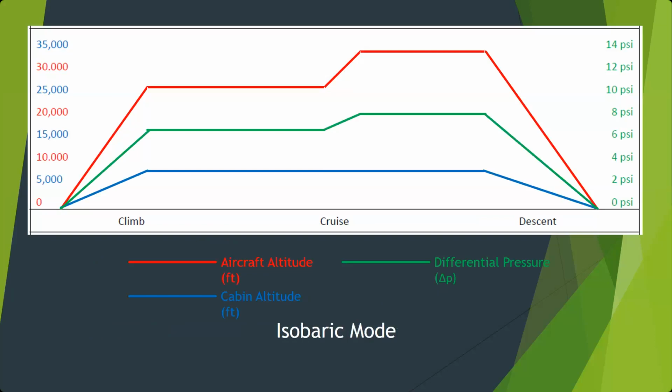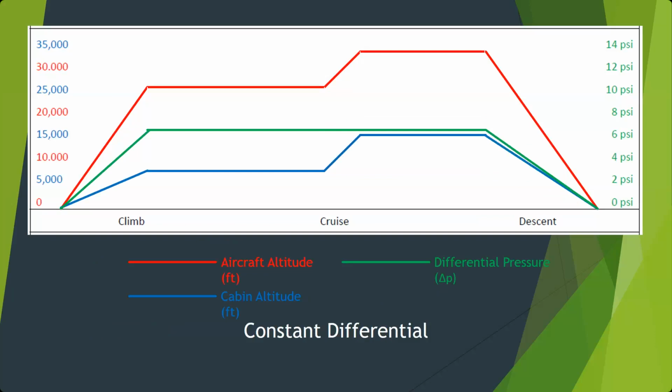But like I said, typically isobaric would often be used during the climb until we get to that max DP allowed by the aircraft. And then it would switch over to constant differential to maintain as low of a cabin altitude as possible at a given aircraft altitude. Okay. That's it for pressurization and environmental control and all that.